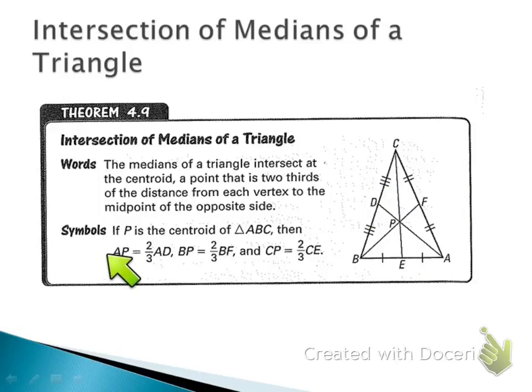Another cool thing is the way that it slices each of those medians. Let's look at, which one are they talking about? So the median AD, AP is 2/3 the length of the whole thing. And then this little guy is 1/3 the length of the whole thing. So that's kind of a cool thing that happens when we're talking about the centroid of the triangle.